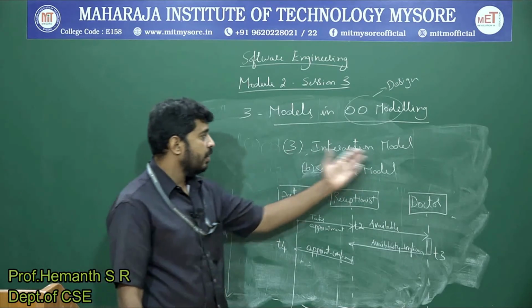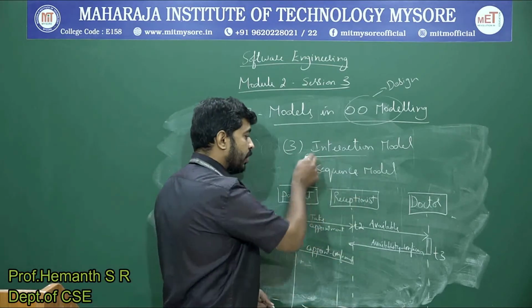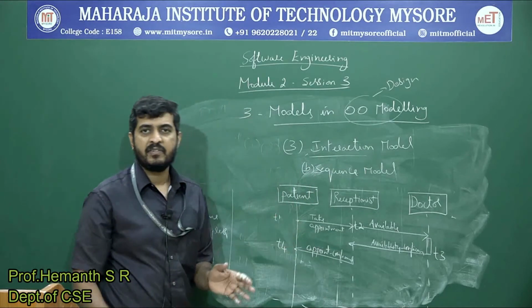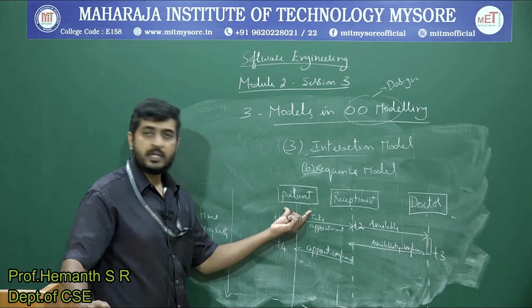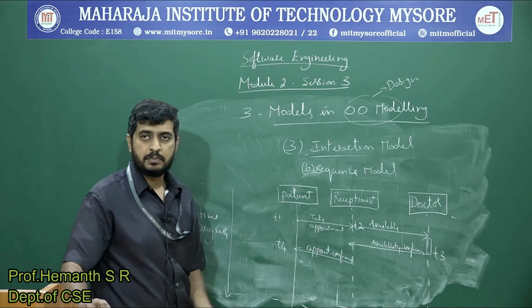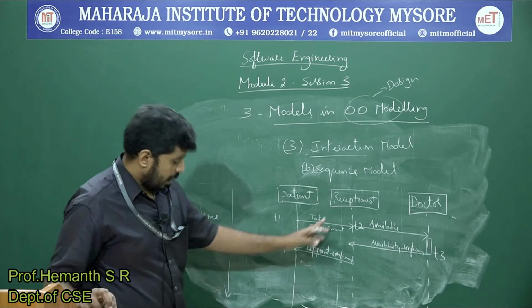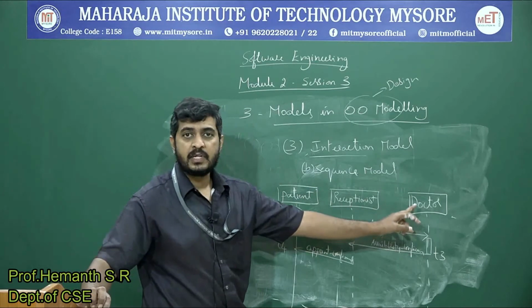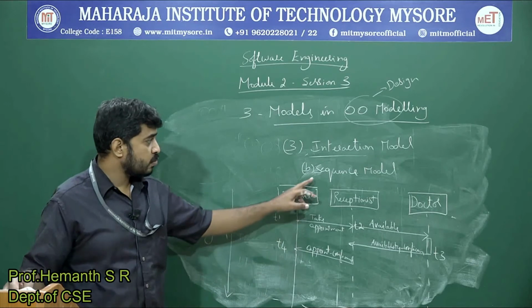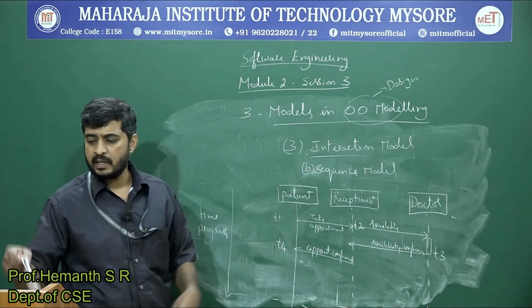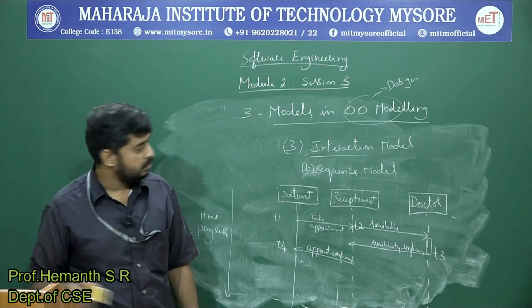It's a type of interaction. Why does it come under the interaction model? You can see how objects are interacting with one another. For example, you can see how a patient object is interacting with the receptionist object. You can also see how a receptionist object is interacting with the doctor object. So this was the sequence model coming under the interaction model.